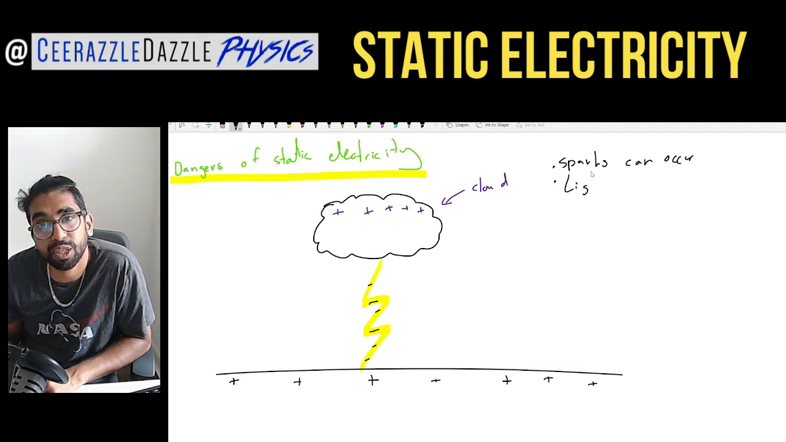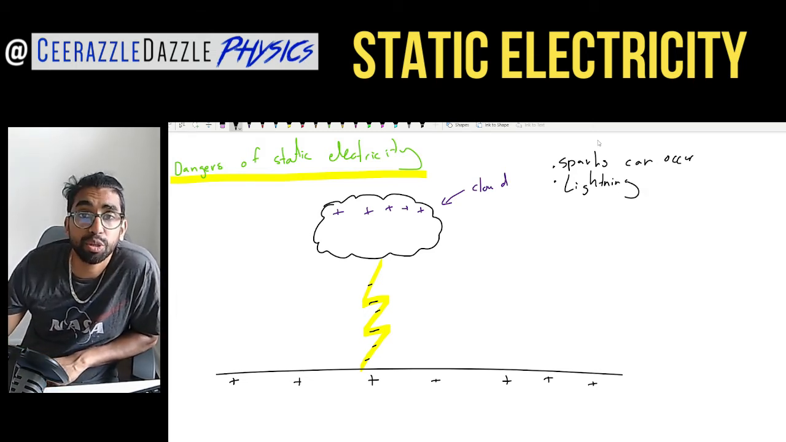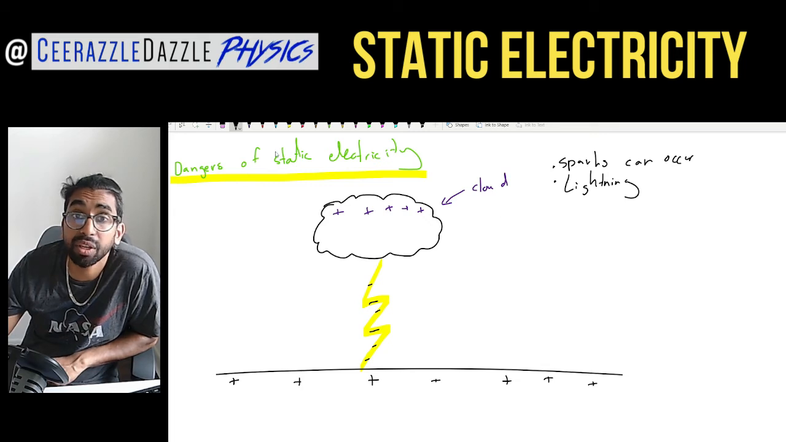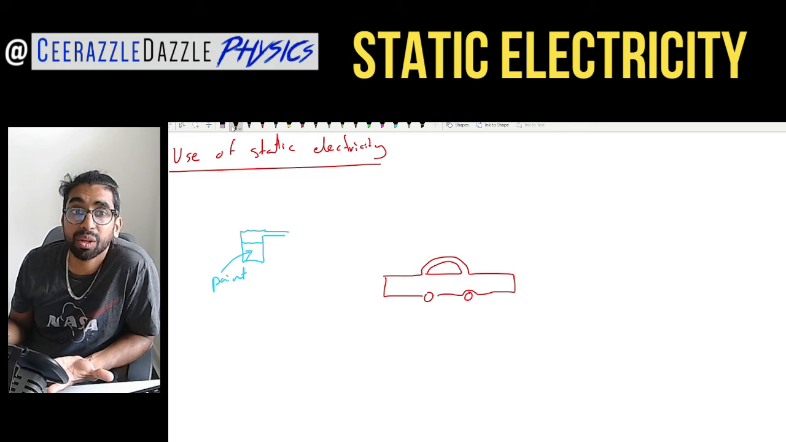And obviously, this is the physics behind lightning. Fantastic stuff. Okay, another one is going to be a use of static electricity. What could be a use of static electricity? How can we actually use it?